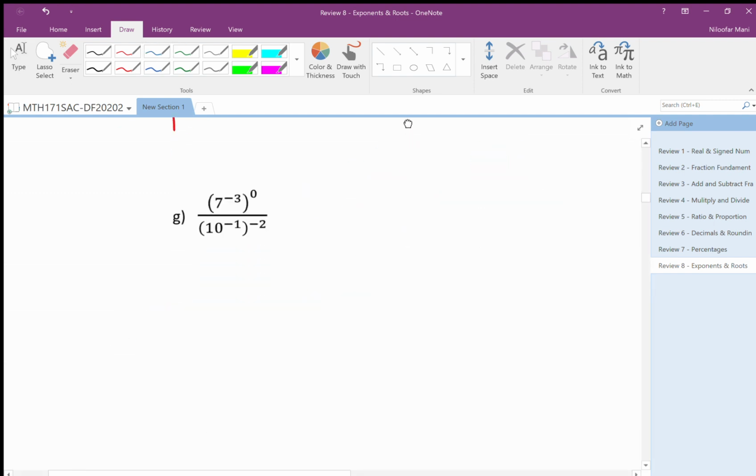Okay, how about here? 7 power minus 3, or 1 million number inside. If you have 1 million number inside, when you see power 0, you don't even need to calculate. When you see power 0, that's just 1. So the answer is 1 over 10 power minus 1 times minus 2, which is 1 over 10 power 2. Done.